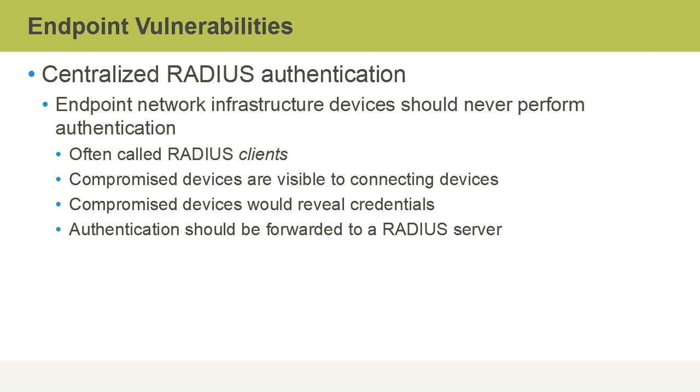These devices are called RADIUS clients. So a RADIUS client isn't an end user on a smartphone trying to connect to Wi-Fi. That user would be called a supplicant. So the RADIUS client in that example would be the wireless router.